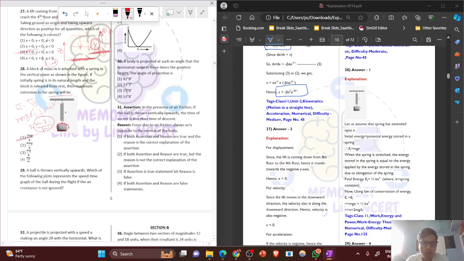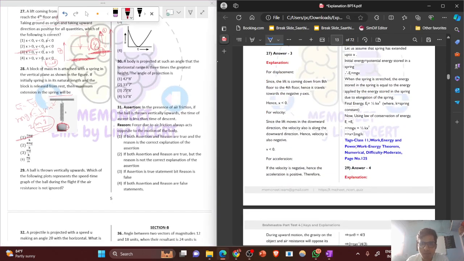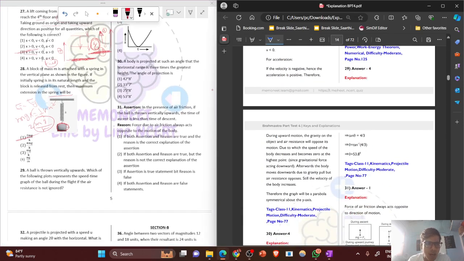Now moving to the next question. A ball is thrown vertically upward. Which of the following represents speed? It is asking for speed, not distance, or sorry, velocity. It is speed. Speed is always positive in magnitude. During the flight, if there was air resistance the whole flight, it is asking what the speed is.